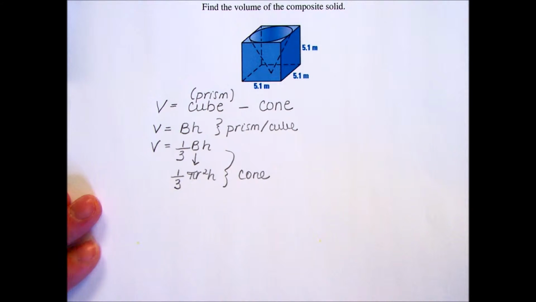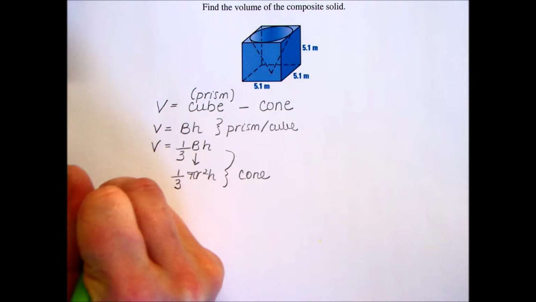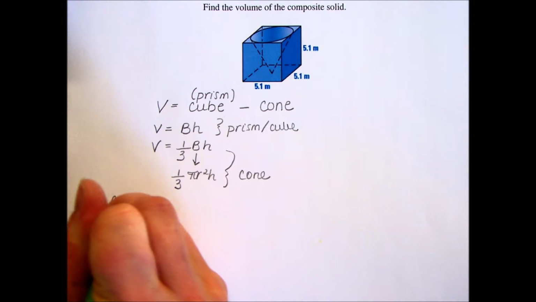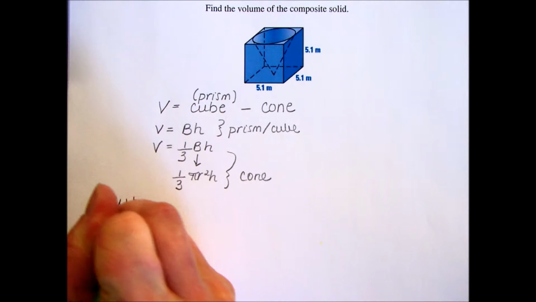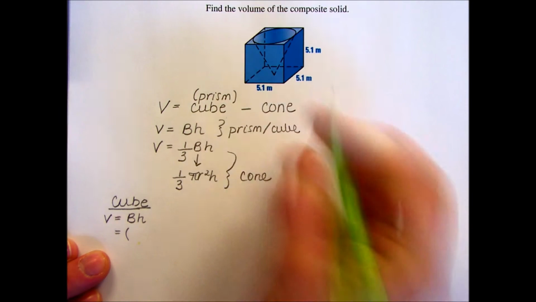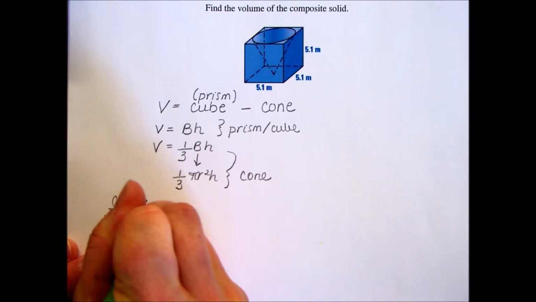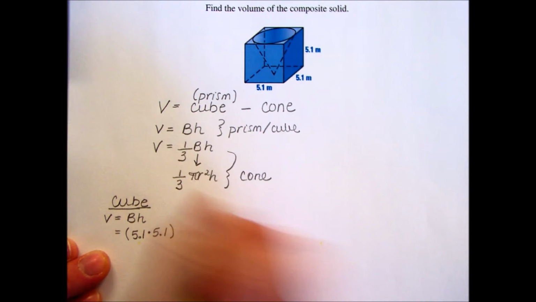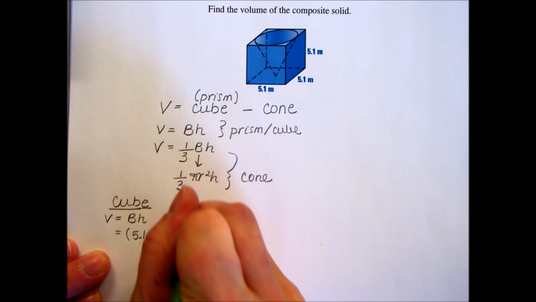So to start the problem off, what you're going to want to do is calculate your total volume of the cube or prism using your formula capital B times H. So if capital B stands for area of the base, then we're going to multiply 5.1 times 5.1, and then don't forget to also multiply that by your height, which is also 5.1. A cube has all sides of equal length.